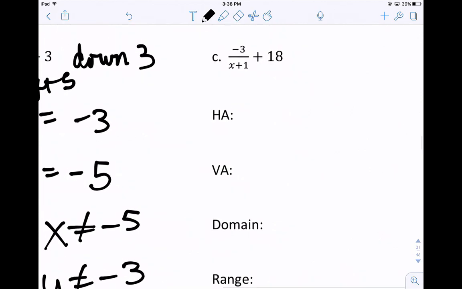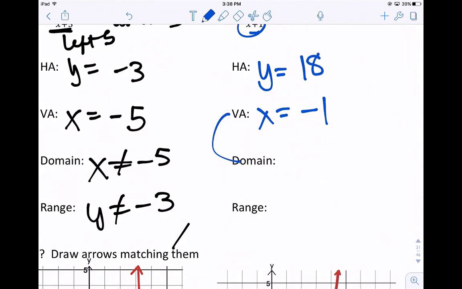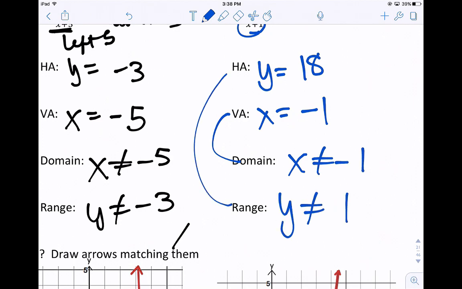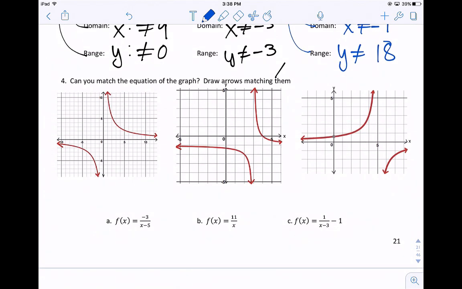All right, so again, we look at our left and right shift up, down. So horizontal is y equals, vertical, x equals. And horizontal is up and down. So here it's up 18. And then here we go, plus 1 is left 1, so minus 1. And then our domain, x can't be negative 1. And our range, y can't be 18. Because there's nothing that exists at the asymptotes. Okay, last question. Can you match the graphs?